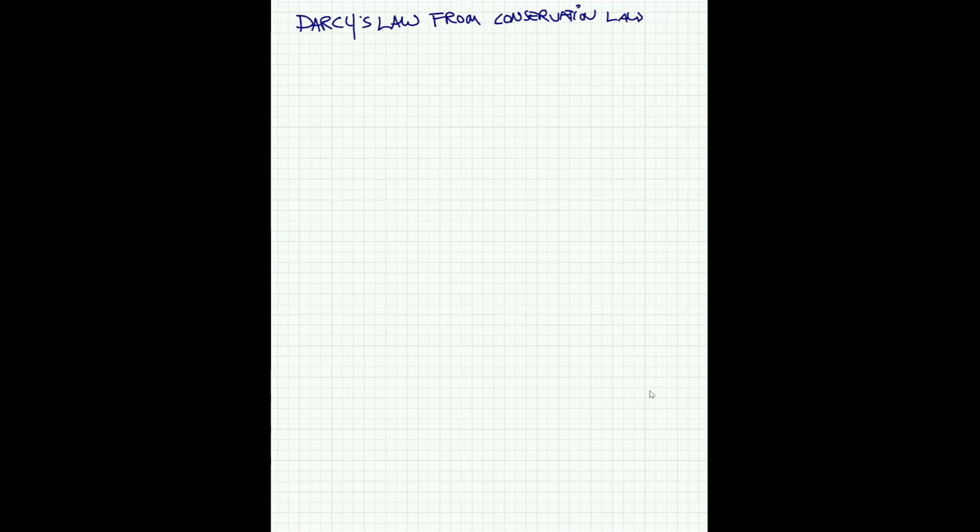Darcy's law is an important equation in the analysis of flow through porous media, and it's useful to understand where Darcy's law comes from when we go back to first principles. An approach is to take a look at the conservation of momentum and use that as a way of determining Darcy's law.